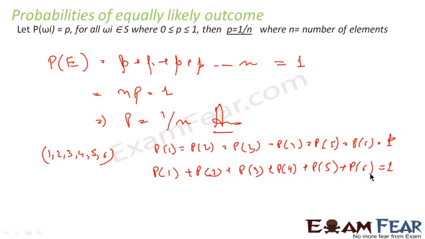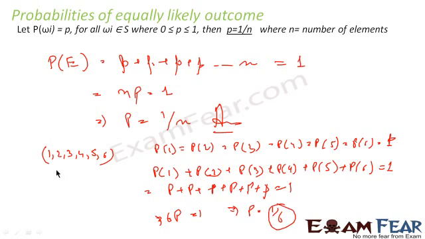Because I am covering all the sample space, it is equal to p1 plus p2 plus p3 plus p4 plus p5 plus p6. Say this P is equal to 1, or 6P is equal to 1, or P is equal to 1 by 6. So all these values have the probability of 1 by 6, equal probable events.